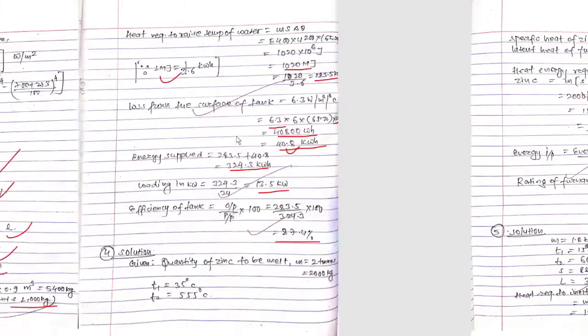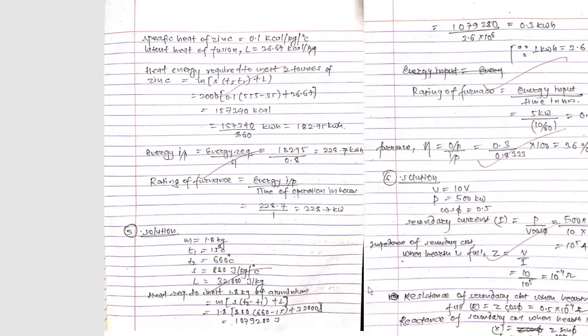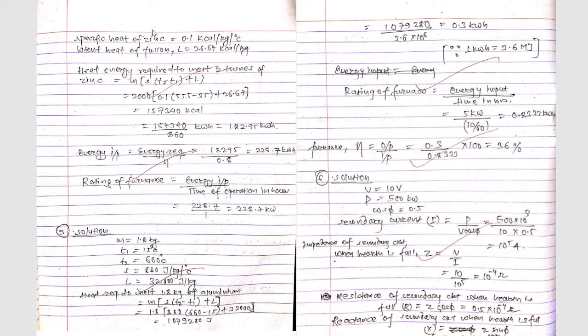So here in the question, the mass of zinc to be melted is given, M is 2 ton, and 2 ton is equivalent to 2000 kg. Similarly, T1 is given as 35 degrees Celsius, and T2 as 555 degrees Celsius. The specific heat of zinc is given as 0.1 kilocalorie per kg per degree Celsius, and the latent heat of fusion is given as 26.67 kilocalorie per kg.